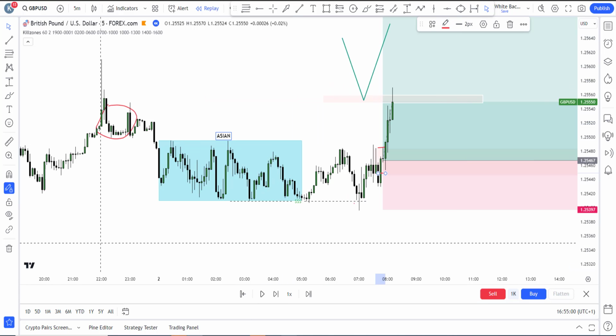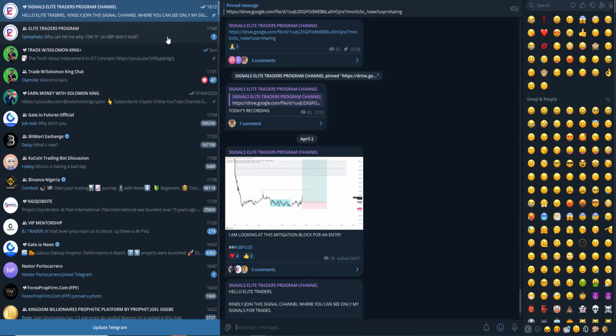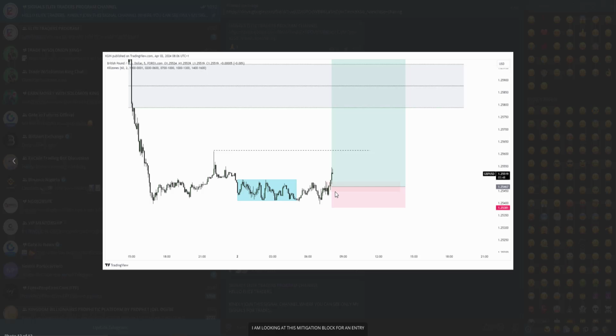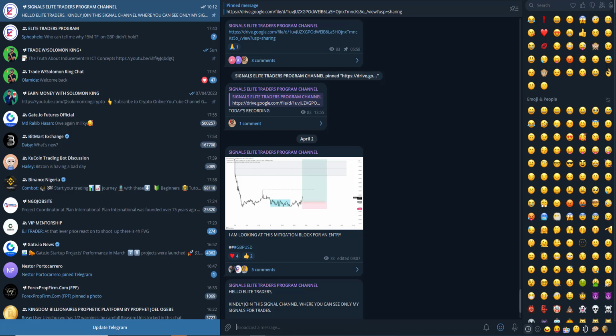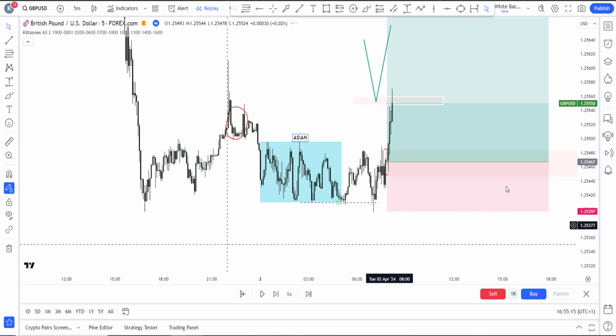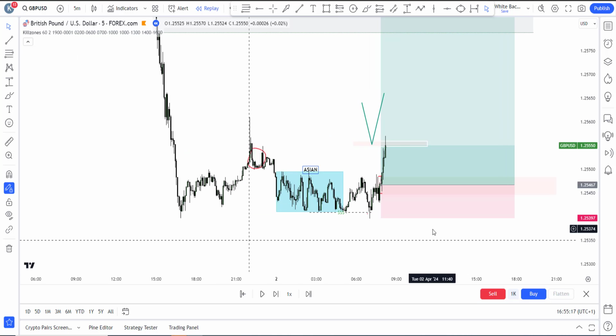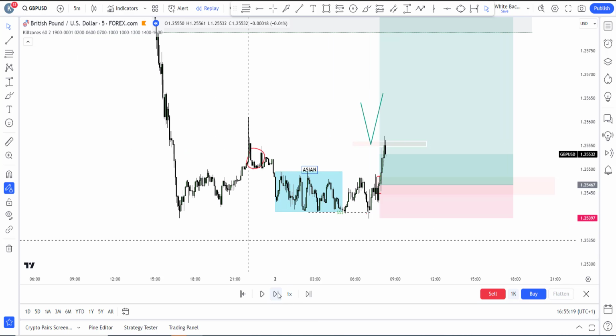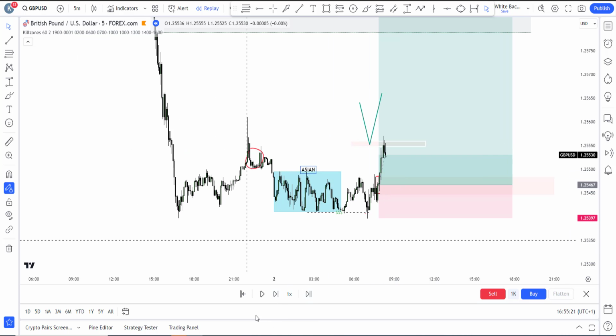So that was when I shared the signal. I didn't hesitate. Look at this. I marked that exact point and I said, let's see, I'm looking at this mitigation block for an entry on GBPUSD, and look at this. Let's see it. I was waiting for the entry to come. It did the right thing.